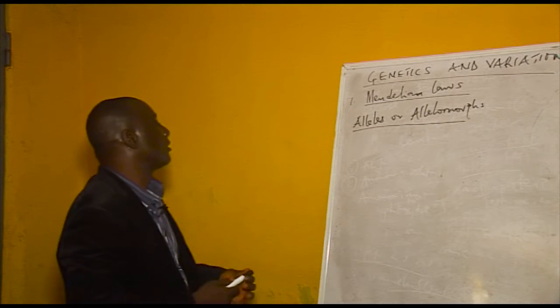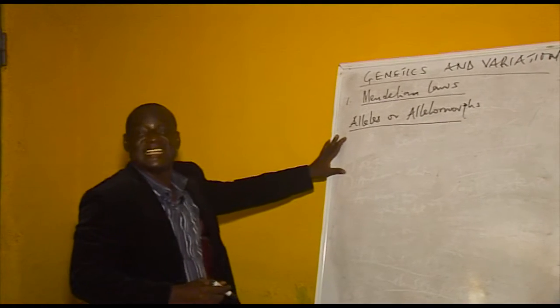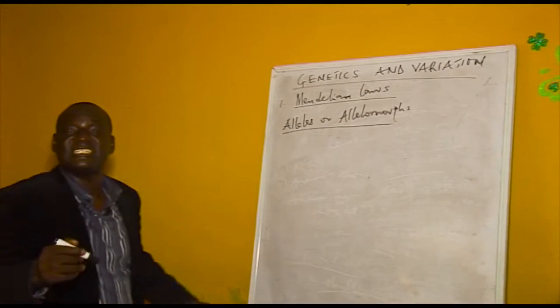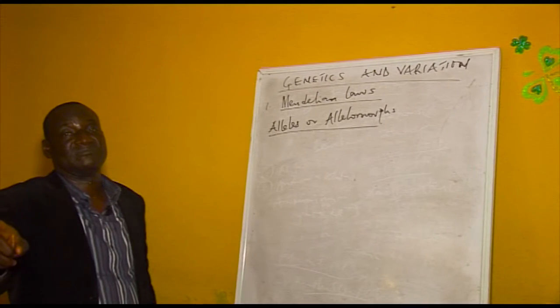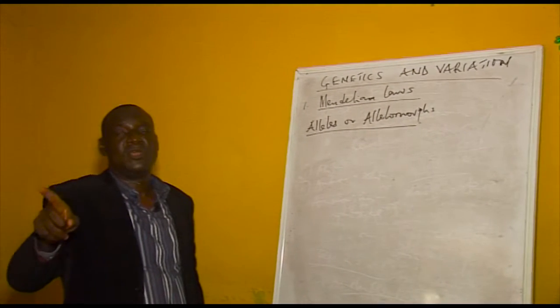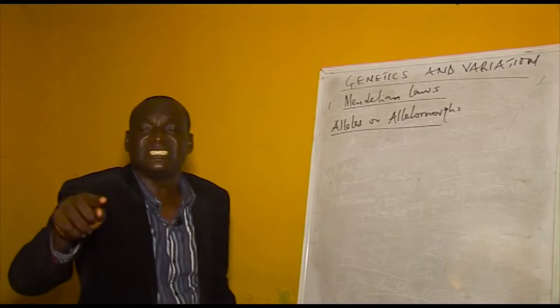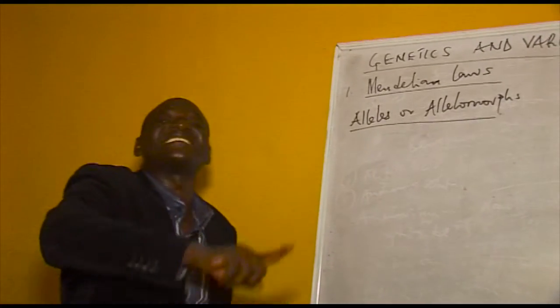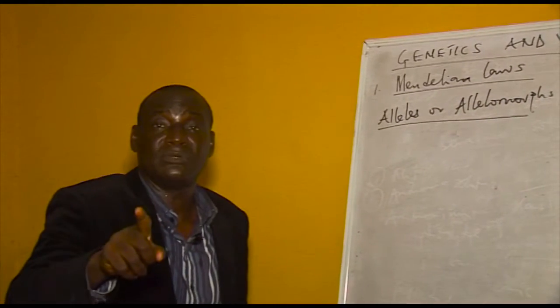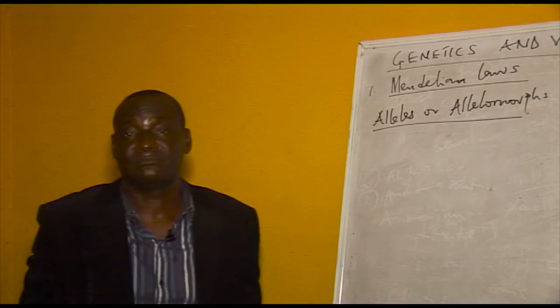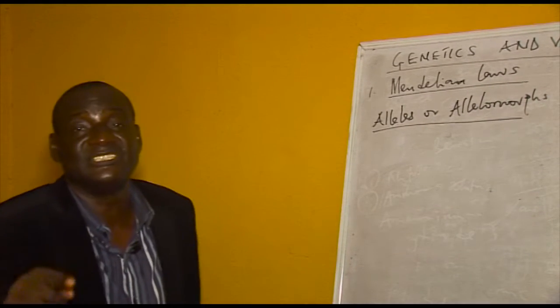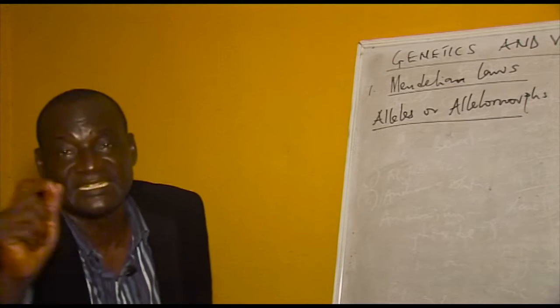Now, a recessive gene is the gene that is suppressed in the next generation. It is known that the dominant gene, which is the one expressed in the next generation, is always designated with a capital letter, while the recessive gene is designated with a small letter.